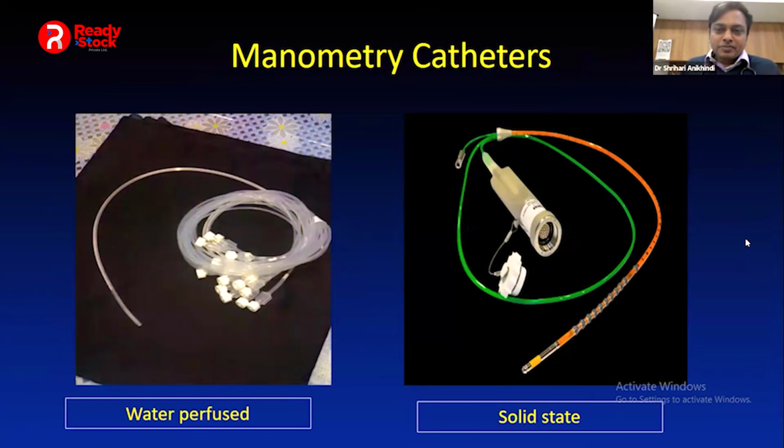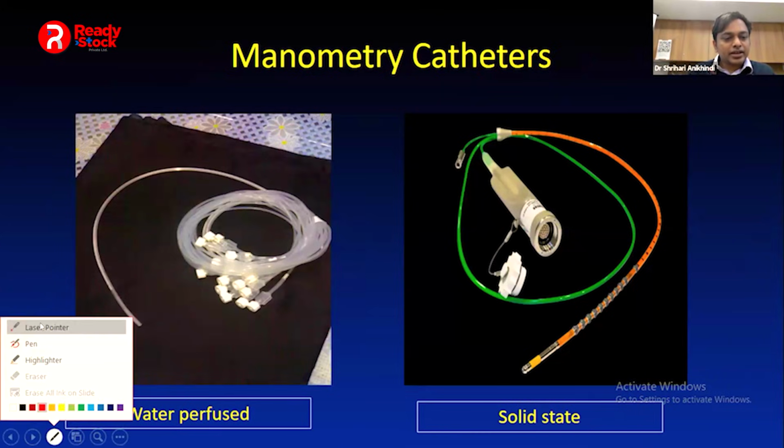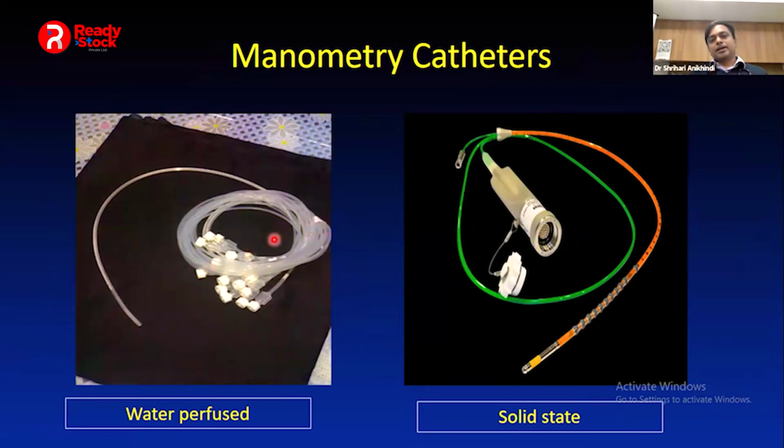So manometry is present in two forms in the market. You have the water perfusion system and you have the solid state system. Predominantly in this country, as of now, we have the water perfusion systems. I think more than 90% of the installations are water perfusion. And some of the centers, especially now, have started moving on to solid state systems.